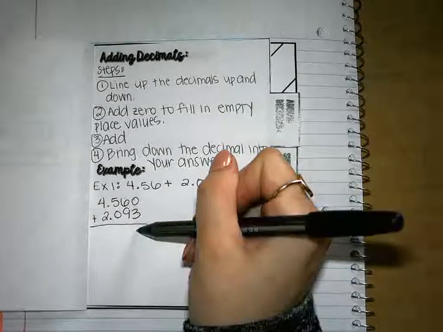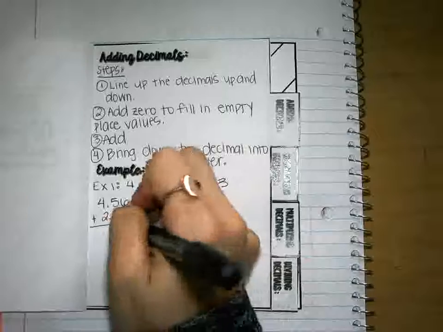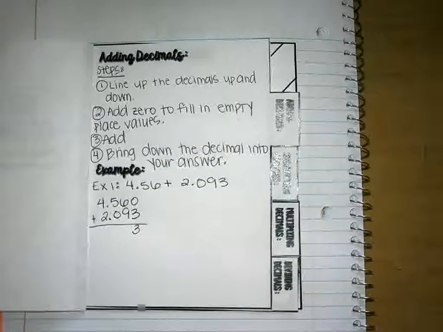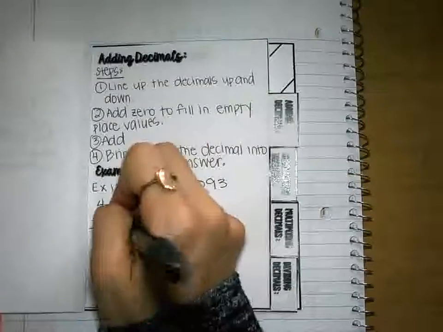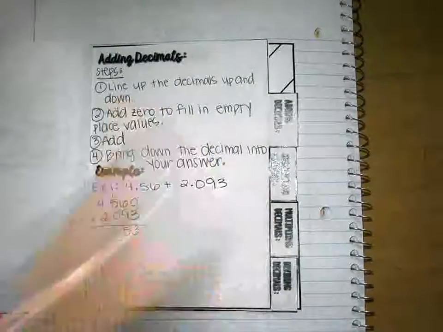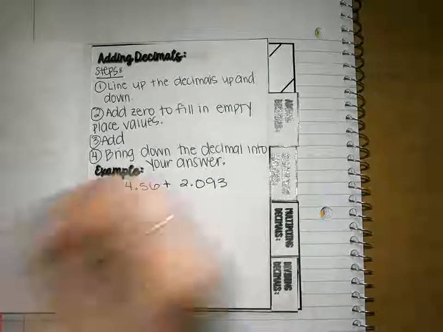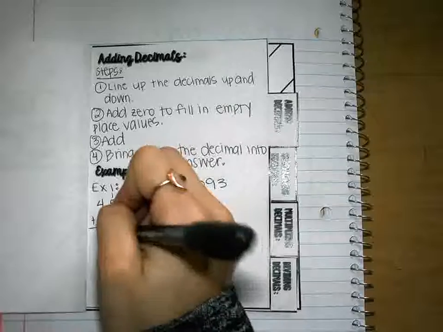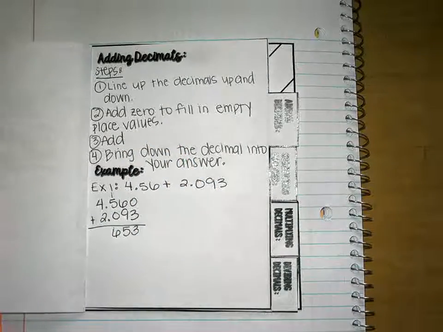0 plus 3 is? Hey everyone, 0 plus 3 is? 3. 6 plus 9 is? 5 goes down, 1 goes up. 5 plus 1 is? 6. Plus 0 is? 6. And 4 plus 2 is?